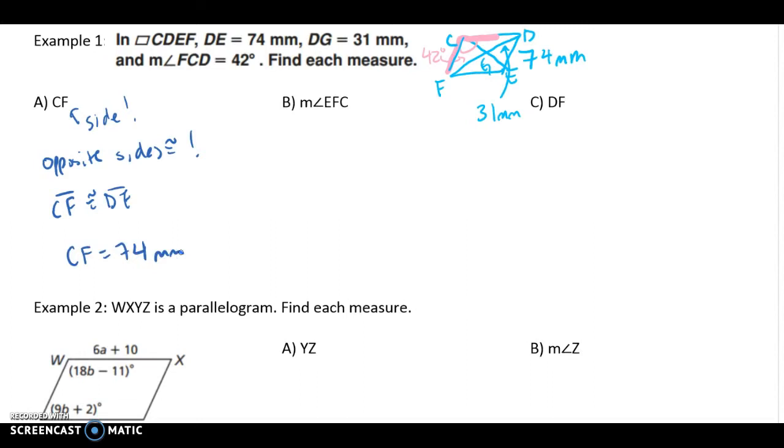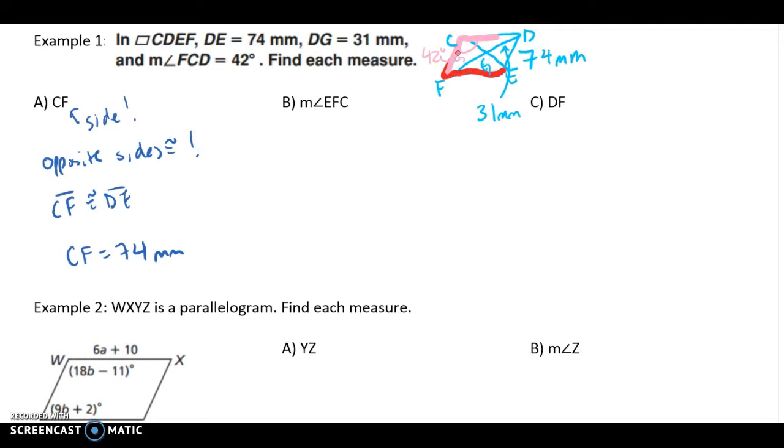The measure of angle EFC. Well, remember, trace it out. Where is angle EFC? Start at E, go toward F, and make that circle round towards C. Well, that's that red angle down here. So that's what we're looking for, right? Well, how does that relate to that 42? Because 42 is the only angle I'm given.